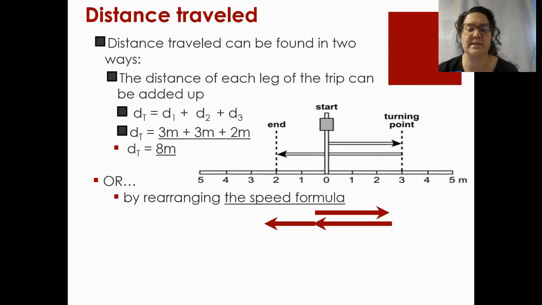When we're looking at the distance traveled, it can be found in two different ways. We can add up all the different distances we traveled. So we went forward 3 meters, we had to turn around and go back to the start 3 meters, we crossed and we went home, and then we went to our friend's house in the other direction. So we traveled 3 meters out, 3 meters back, and 3 meters in the other direction for a total distance traveled. Or we can rearrange the speed formula.